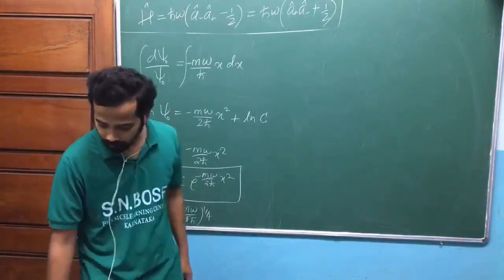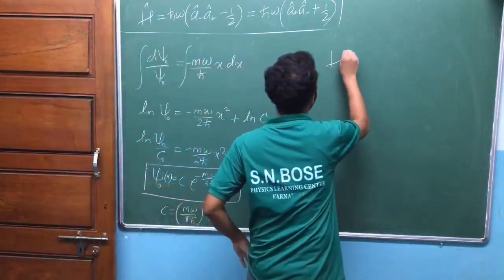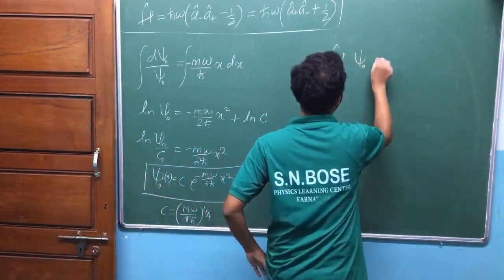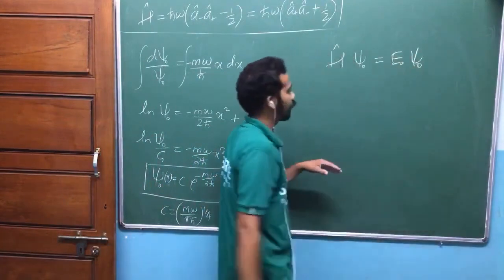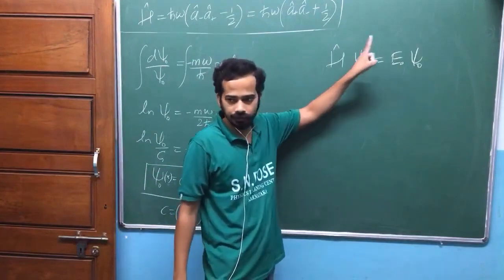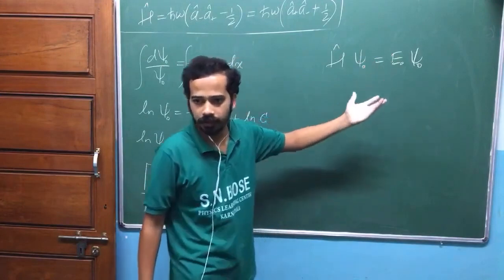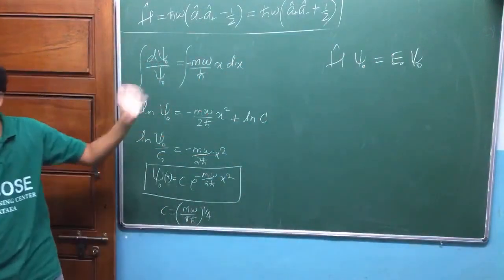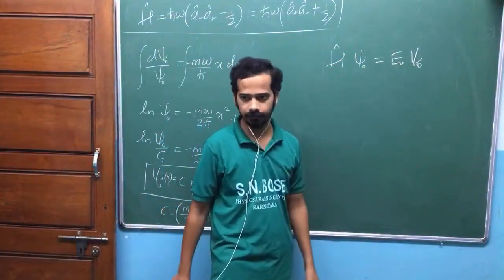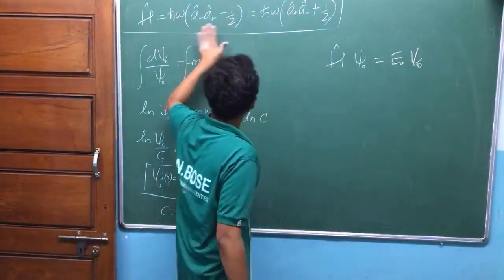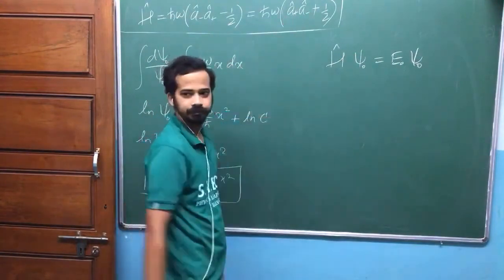Now, what is E naught? How do you find E naught? Now, operate H cap on this one. I said psi naught is the solution of the Schrodinger equation with energy E naught. I said E naught is the energy corresponding to psi naught. What do you mean by that? Psi naught is the solution of the Schrodinger equation with energy E naught. Now, while applying this one, you got two of these things. Apply it very carefully.